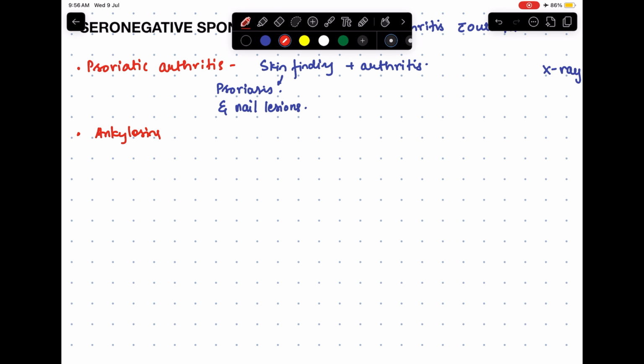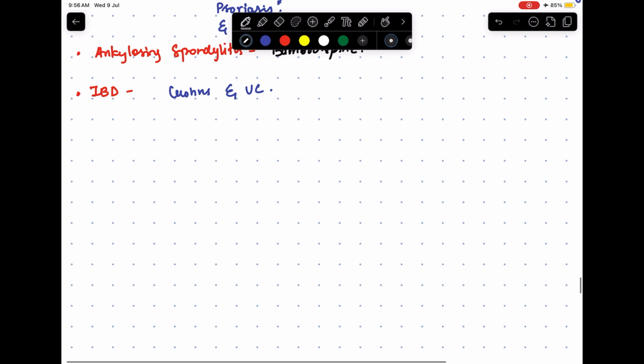And then the next one is ankylosing spondylitis. I have discussed this topic in my previous video, just go through that. The only thing you have to remember here is bamboo spine would be seen in the X-ray. And then we have inflammatory bowel disease. I'll discuss the topic in GI section. Anyways, you'll have to remember that Crohn's disease and ulcerative colitis are involved in inflammatory bowel disease. The last one is reactive arthritis.